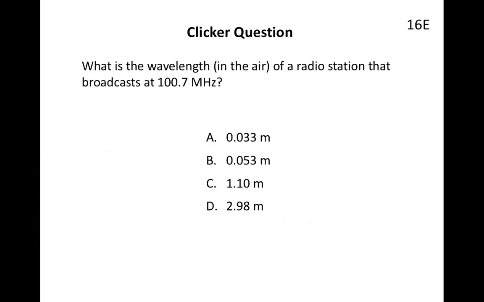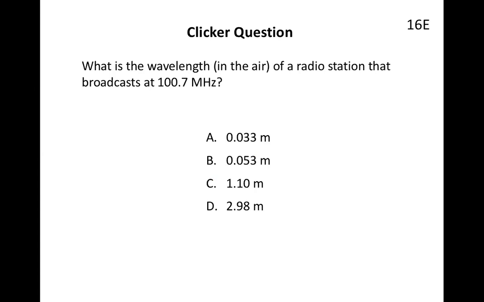And now we think about a radio station that broadcasts at 100.7 megahertz. What is the wavelength? If you think about it for a minute, you might realize, wait a minute, what about speed? We need speed to do this, because we want to use speed equals wavelength times frequency. And then you realize something: radio station. What does that mean? That means electromagnetic waves. Electromagnetic waves travel at the speed of light.